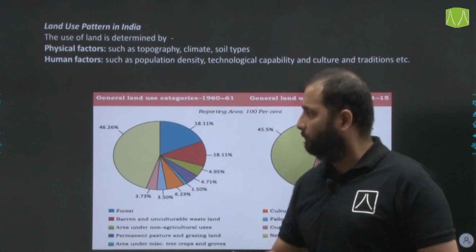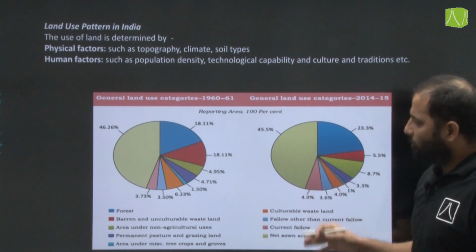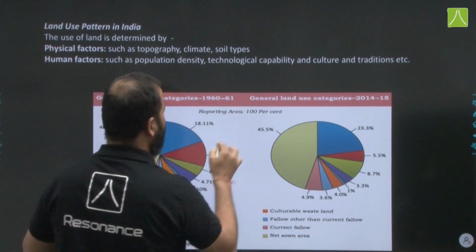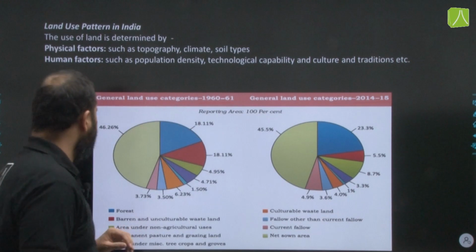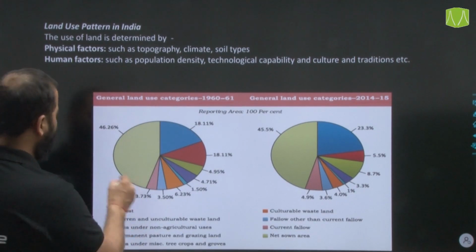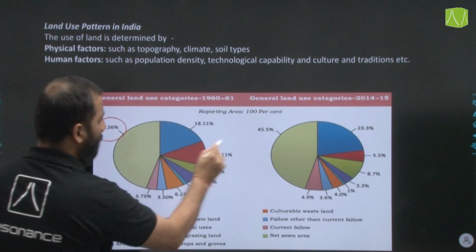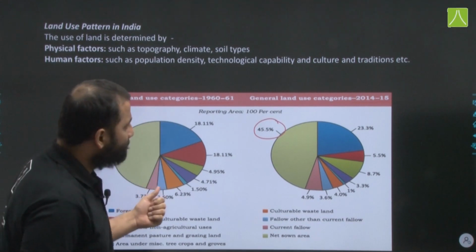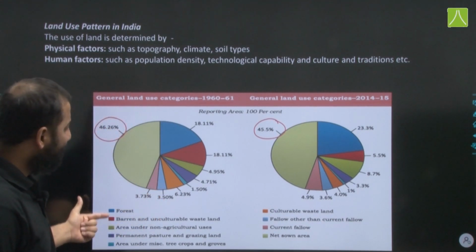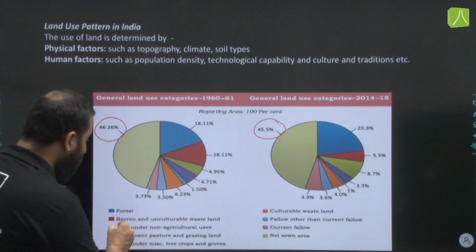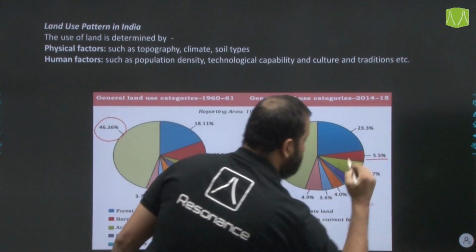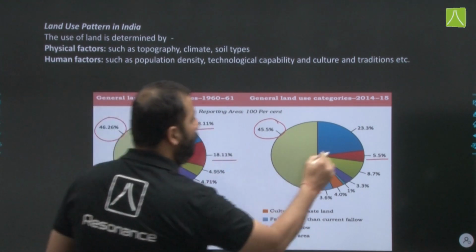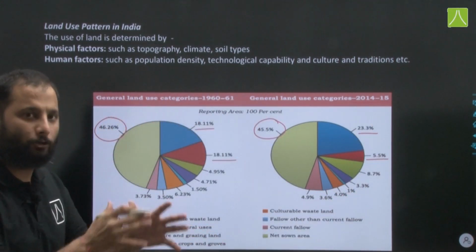Now, land use pattern in India, again the same thing, and we will just look at how it has been transformed over the years, that is general land use categories from 1960 to 2014-15. As you can see here, this has been reduced. There is a reduction: net sown area has reduced, and you can see here our barren and uncultivable wastelands have also reduced over the years. Alright, the forest area has increased, that is a good sign, from 18 to 23.3%, and 33% should be the required area under forest.